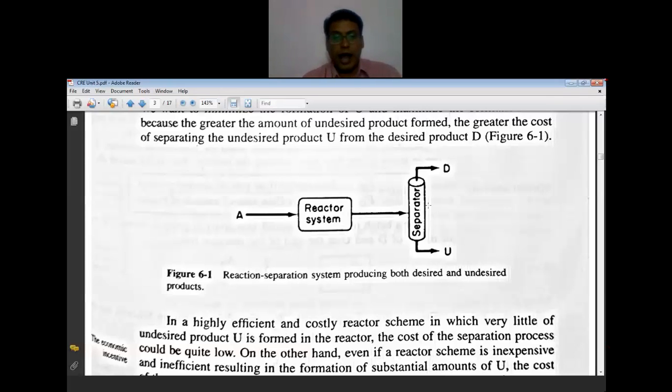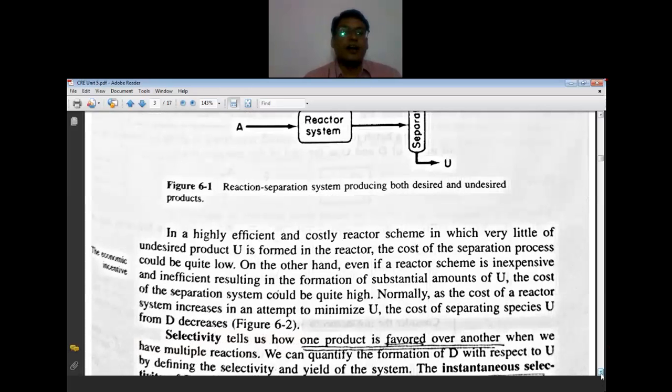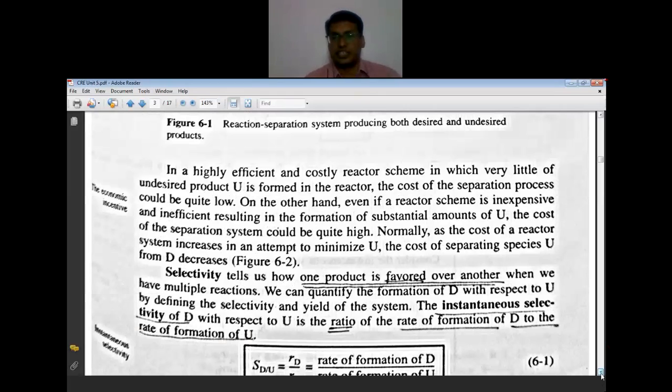In a highly efficient and costly reactor scheme, very little of the undesired product U is formed in the reactor. Because the cost of separation is high, you want to minimize it. For that purpose, you can increase the cost of the reactor system or the cost of design so that you get the maximum desired product. If a reactor scheme is inexpensive and inefficient, resulting in the formation of a substantial amount of U, the cost of the separation system could be quite high.